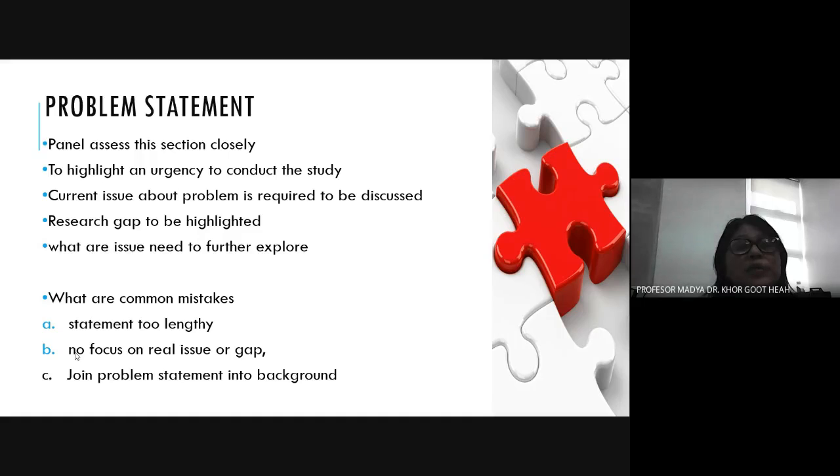Usually students will join the problem statement with the background of the study. They have a tendency to join the problem and the background together. Background actually is just to discuss the setting of the research. It should only focus on the current issue, on what the study will be working on. The background should focus more on the current issue rather than the previous issue. It must be very clear what the problem is, or the issue that has arisen in the previous study.